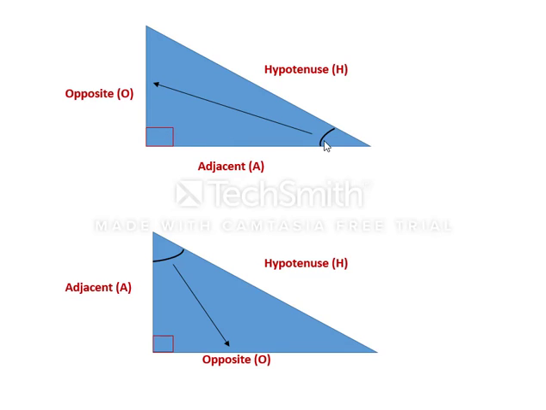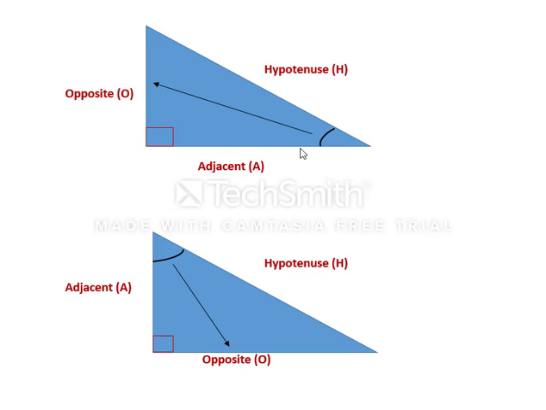So the rest of the two angles are acute angles. And if we consider this angle, the side which is opposite to this angle is called the opposite side, and it is denoted by O. If we take this second triangle, a right angle triangle here, and take this angle, then the side opposite to it will be the opposite side here.